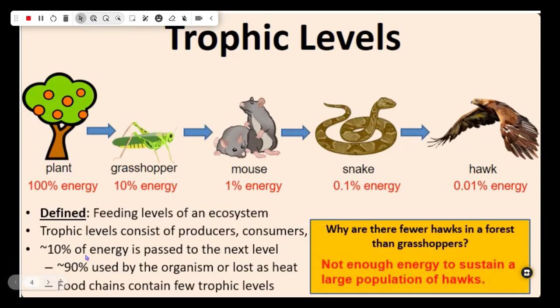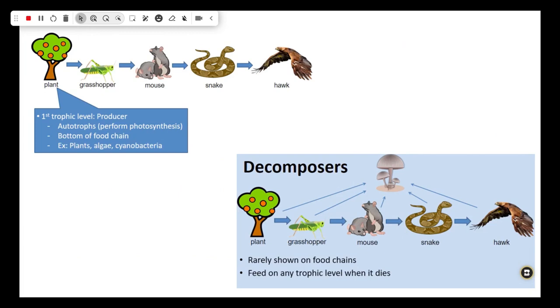And here's just another example. 10% of energy is passed to the next level, right? 90% is used or is lost as heat. So as you go down, you see that plant sitting there, all 100% of that energy, but by the time the grasshopper eats, it only gets 10% of it. And then it goes down from there each time. Okay, so that's why there are fewer hawks than there are grasshoppers, because there's just not enough energy from what they eat. Okay. So here are the bigger screenshots.